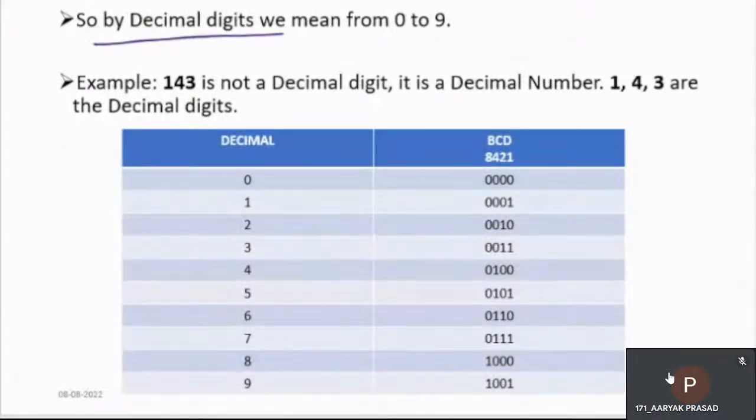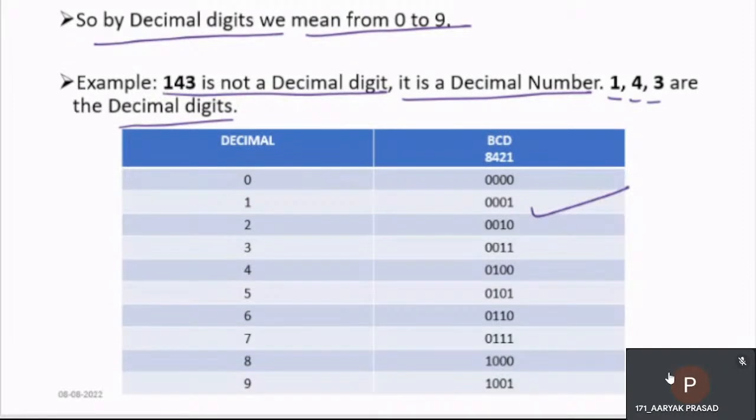So, by decimal digits, we mean from 0 to 9. 143 is not a decimal digit, it is a decimal number. 1, 4, 3 individually are decimal digits, but when we are combining these 3 decimal digits, we are actually forming one decimal number, which is 143. So these are the decimal digits 0 to 9, and this is the BCD code on the right hand side, corresponding BCD code. I will talk about 8421 a little bit later.